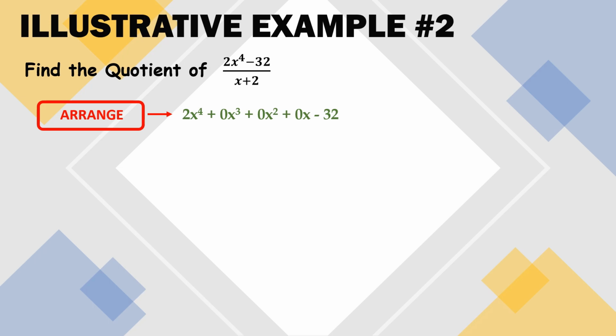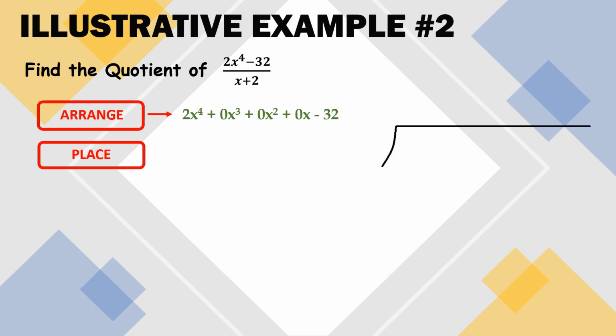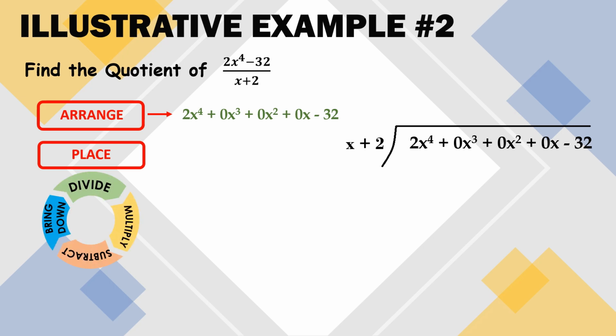Since the divisor is already arranged in descending power of x, we can now proceed with step 2, which is place. So we're going to place your dividend and divisor in division bracket. So dividend inside, which is 2x raised to 4 plus 0x cubed plus 0x squared plus 0x minus 32, and divisor outside, which is x plus 2. Then all we have to do now is to use our division cycle, which is divide, multiply, subtract, bring down. And then we're going to start with the divide.